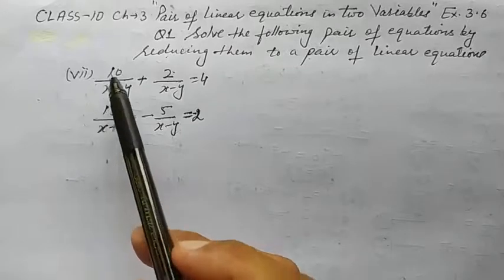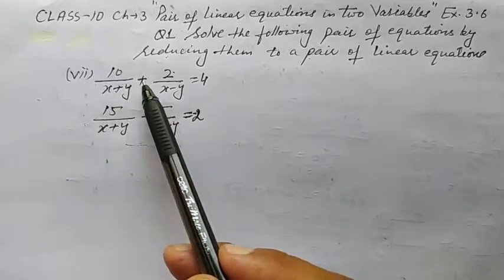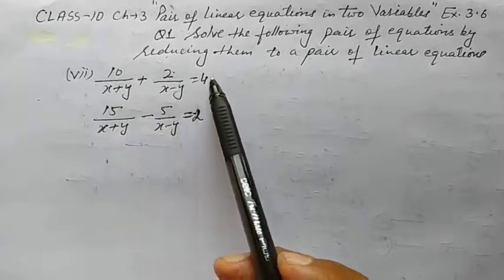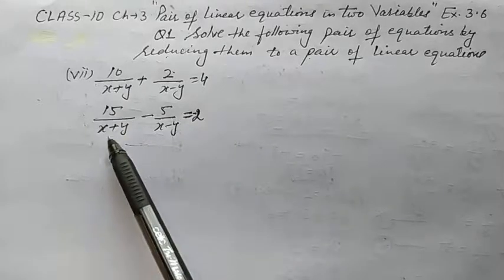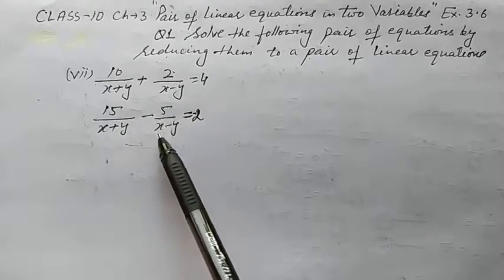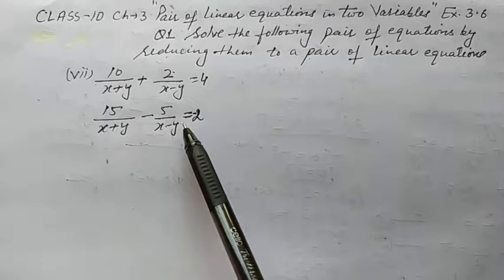If you see here, it is 10 over x plus y plus 2 over x minus y is equal to 4, and this is 15 over x plus y minus 5 over x minus y is equal to minus 2.